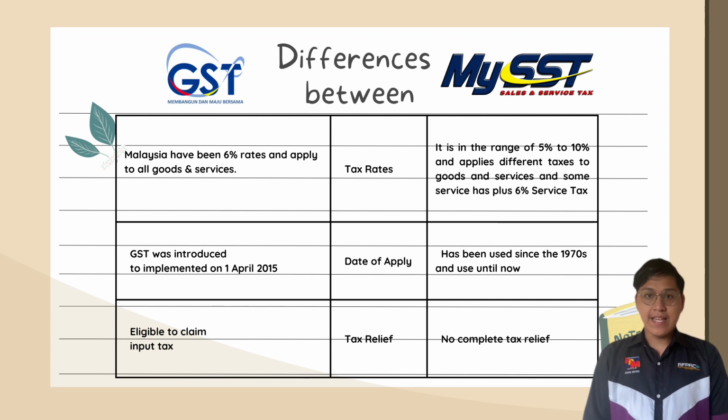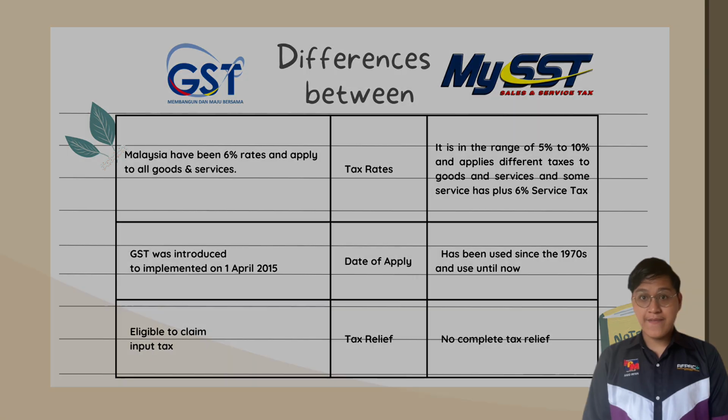History. GST applied in 6% to all goods and services, while ST in range 5% until 10%, and if have services must plus with 6%. About date of apply in the GST and ST, GST implemented on 1st April 2015, while ST has been used since the 1970s. On other hand, tax relief also be the point difference between GST and ST, which is GST eligible to claim input tax, while SST non-complete tax relief.